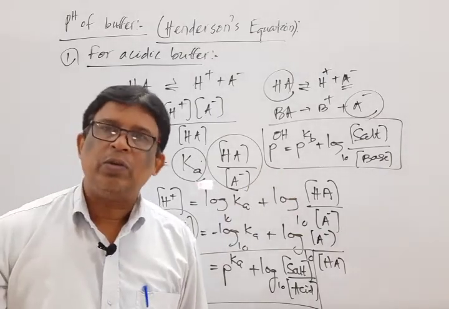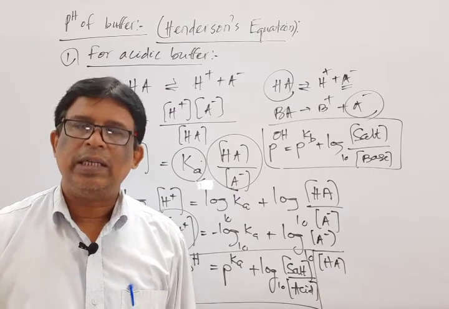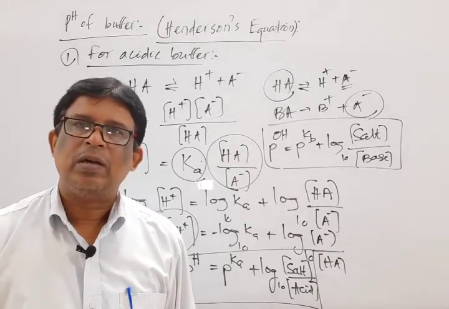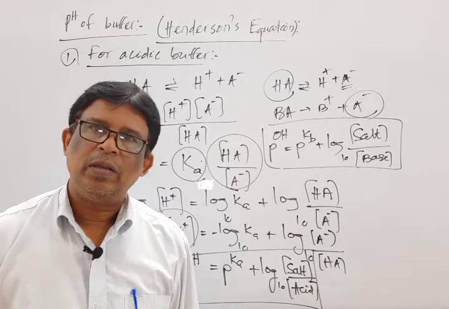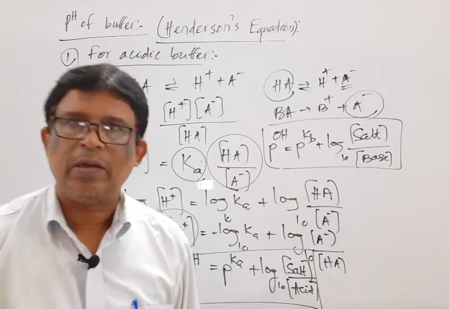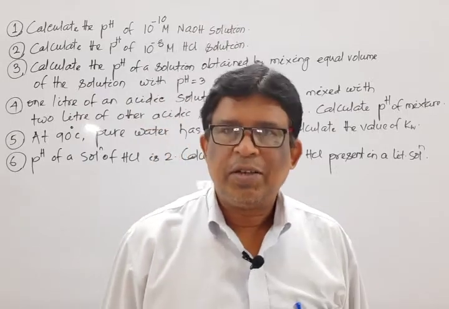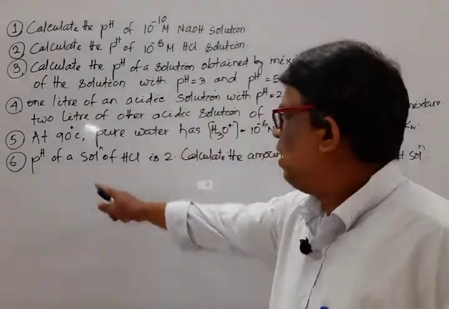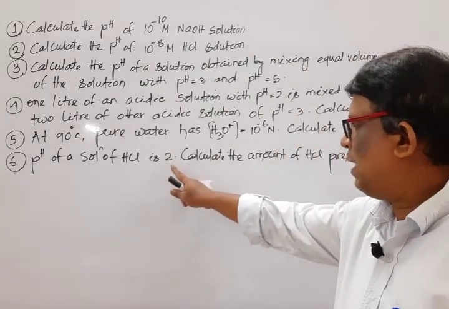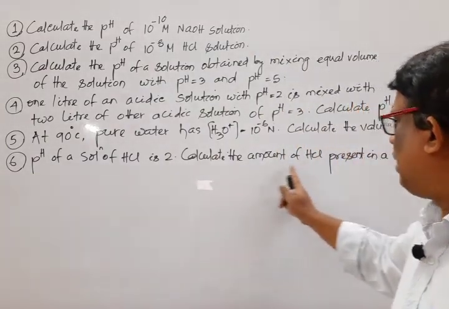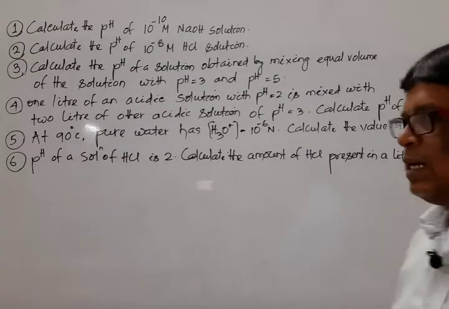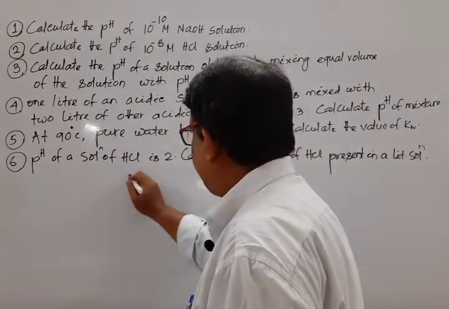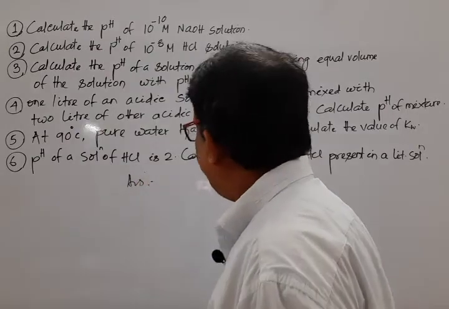Before going to the notes part, it is necessary to recap again, based upon the pH. I will solve 2 to 3 problems, then switch over to the definition part. Let us solve some problems based upon the pH. Mark that: the pH of a solution of HCl is 2. Calculate the amount of HCl present in 1 liter of the solution. Answer: mark that, already covered.